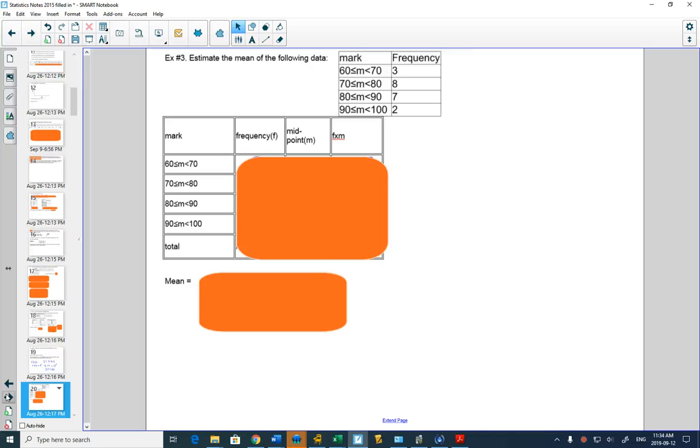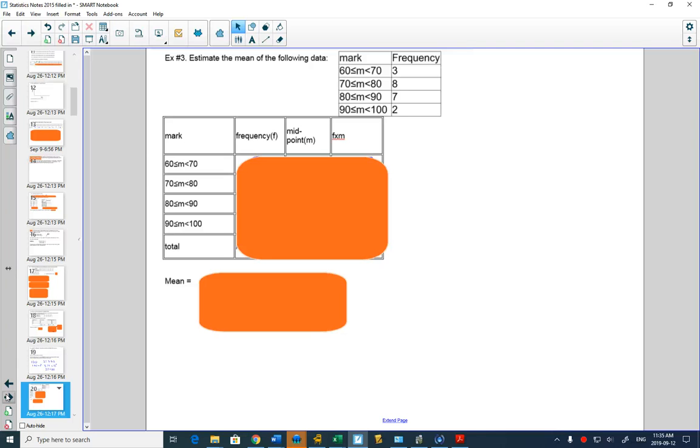So we're going to estimate the mean for the following data. Filling in this chart, we can write down the frequencies. I'll get you to the middle. Again, when it's grouped, we assume it's evenly spread. So the average of all the data points between 60 and 70 would be 65. Figure out all those middles, add up everything, and calculate the mean.